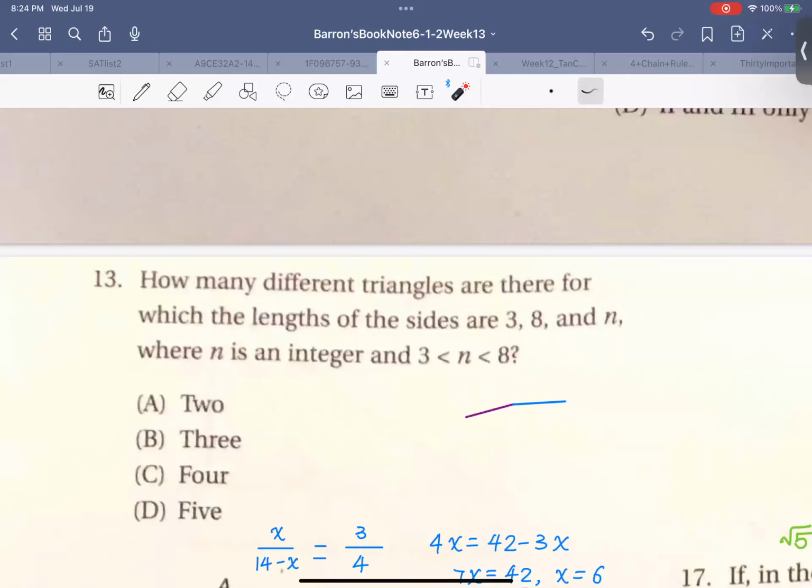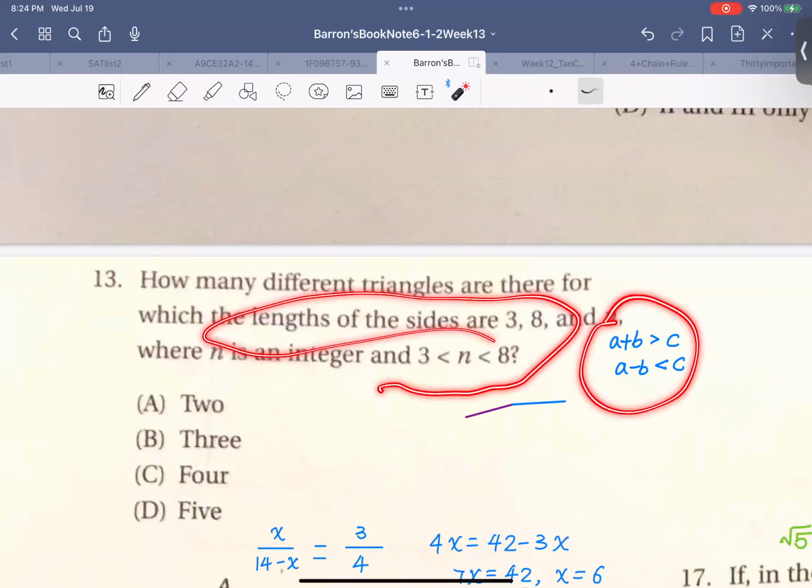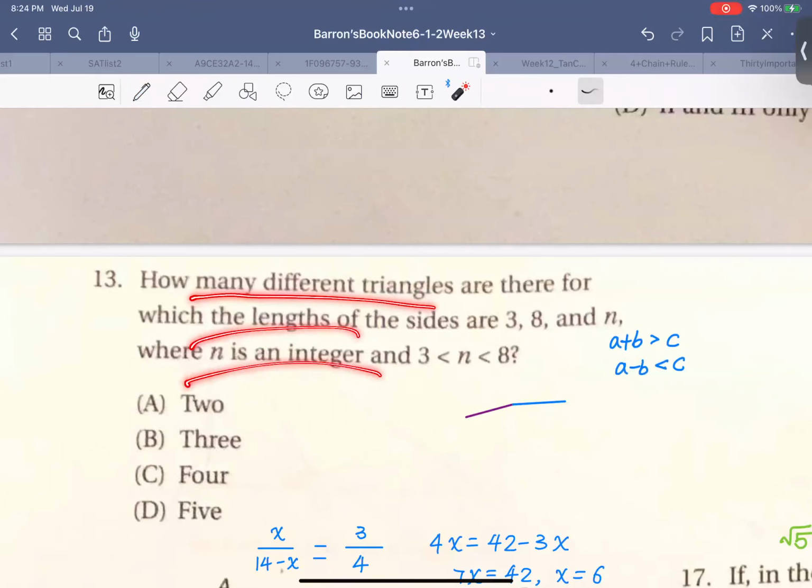So for you to have a triangle, A plus B has to be greater than C, and A minus B has to be less than C. Any two sides' summation is greater than the third side, and any two sides' difference is less than the third side. With this and this, find out how many triangles there can be.